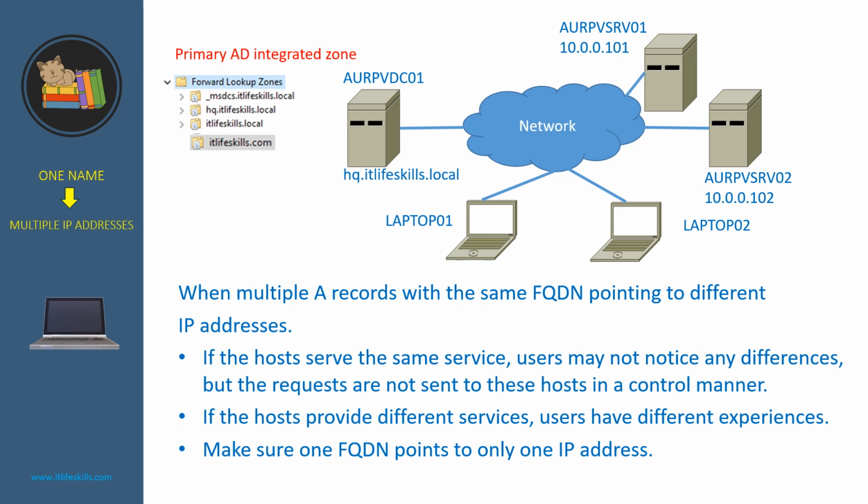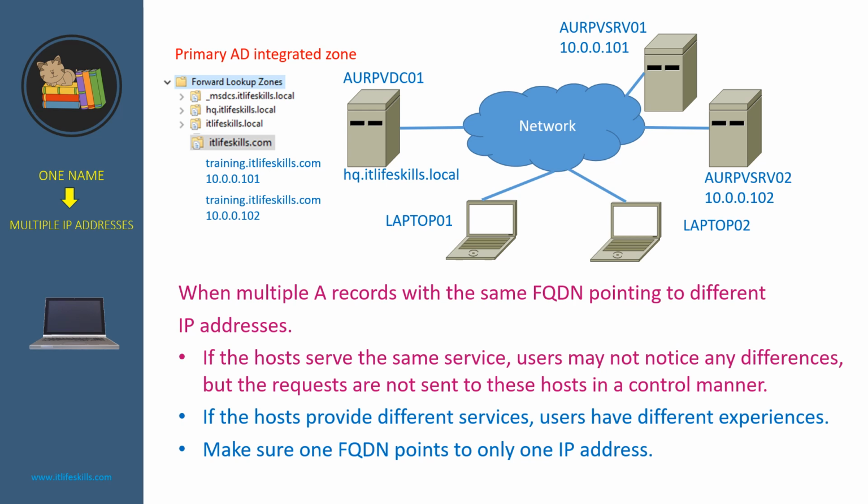Now consider multiple A records with the same fully qualified domain name pointing to different IP addresses. For example, in this network, we create two A records for chaining.itlifeskills.com, and the first record points to server 1 and the second record points to server 2. If the hosts serve the same service, users may not notice any differences, but the requests are not sent to these hosts in a controlled manner.